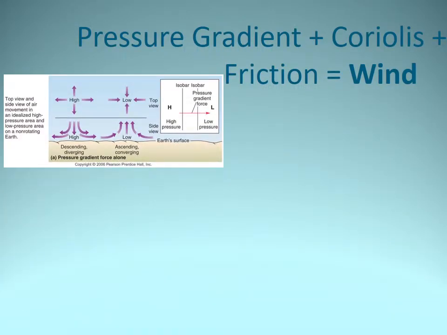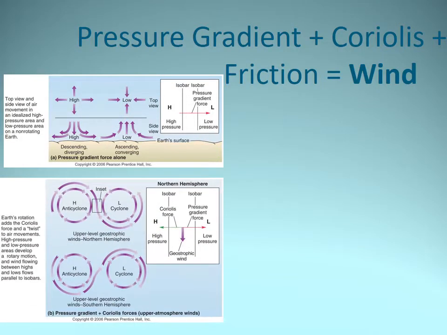So as a recap, we started out with pressure gradient force alone. Air moves directly from high to low at a perpendicular angle. With the upper atmosphere, technically the upper troposphere, we have wind parallel to isobars, and we call those geostrophic winds. So, for example, if you're looking at the jet stream in relation to isobars, the jet stream would move parallel to isobars.